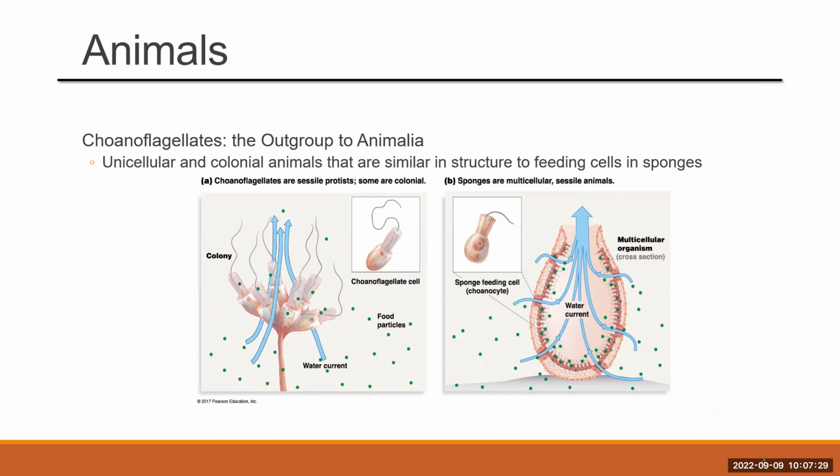And the similarity between choanoflagellates and choanocytes in sponges, the name similarity is not an accident. We see that these sponge feeding cells that line the inside of the sponge structure look a lot like these choanoflagellates. And so it's thought that sponges might have come from the aggregation of these choanoflagellate cells, and then they eventually evolved into one permanently colonized structure and became a sponge.